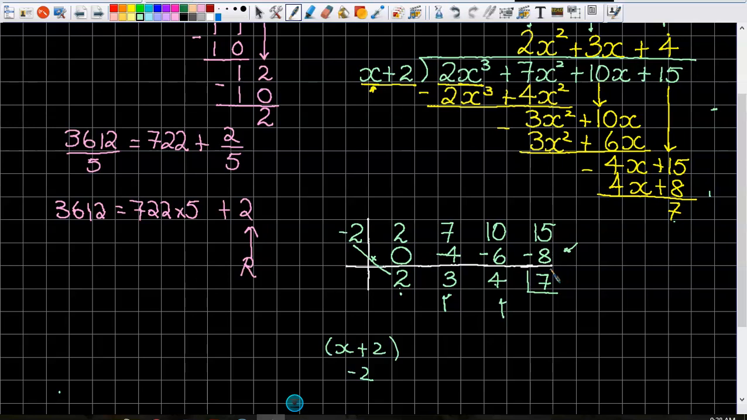As I did say though, if we're not dividing by a linear, if we're dividing by a quadratic, then synthetic division isn't good for us. So you have to go to long division. So let's do one with a quadratic.